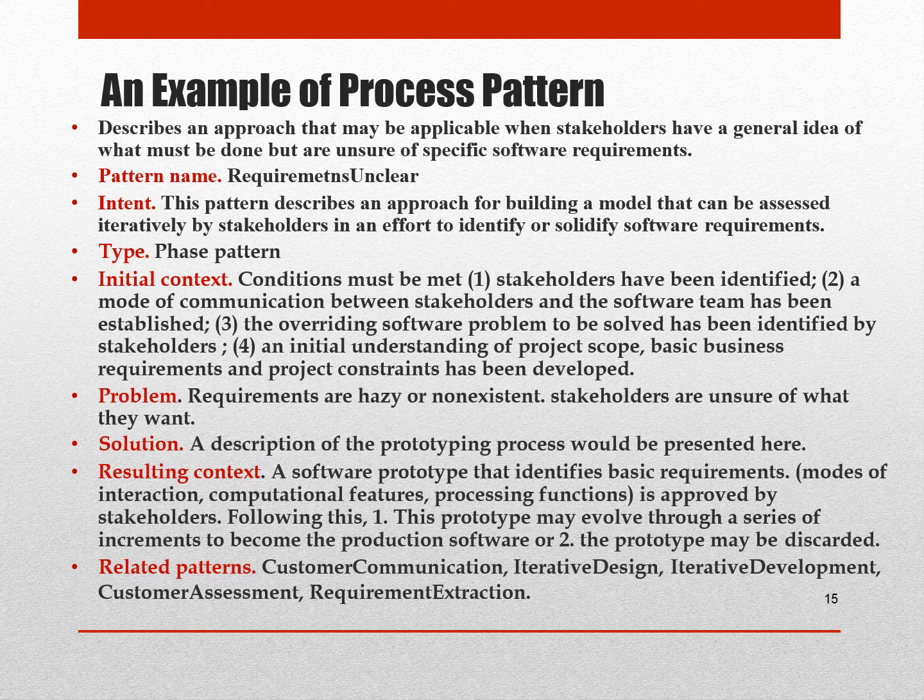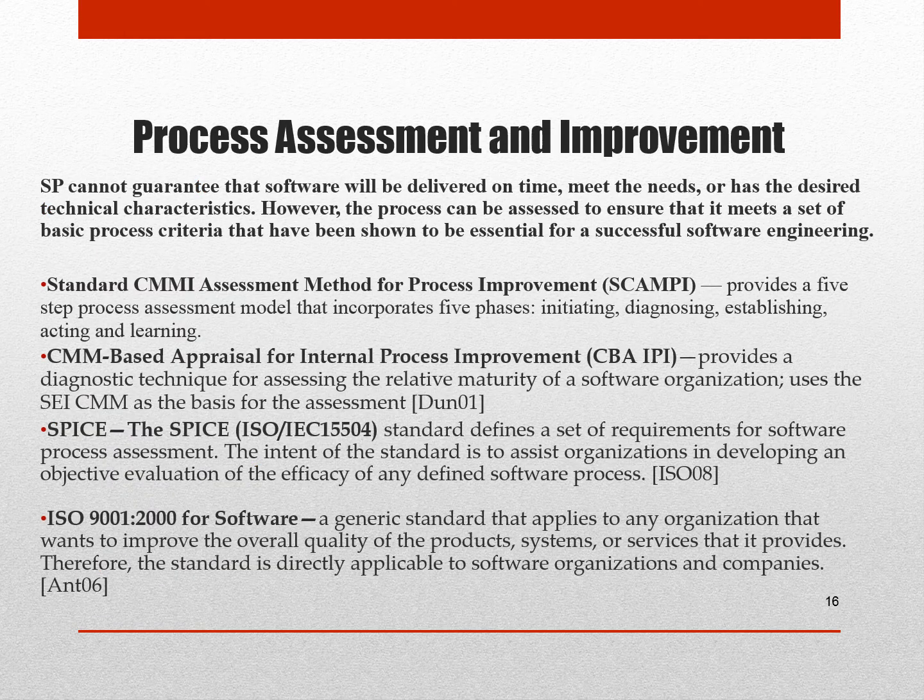So these are general examples of a process. Now, process assessment and improvement: as I told you, it can be improvised, and the approach most apt for your particular project can be assessed and improved. It cannot be guaranteed that software will be delivered on time, meet the needs, or have the desired technical characteristics. However, the process can be assessed to ensure that it meets a set of basic process criteria that have been shown to be essential for successful software engineering.